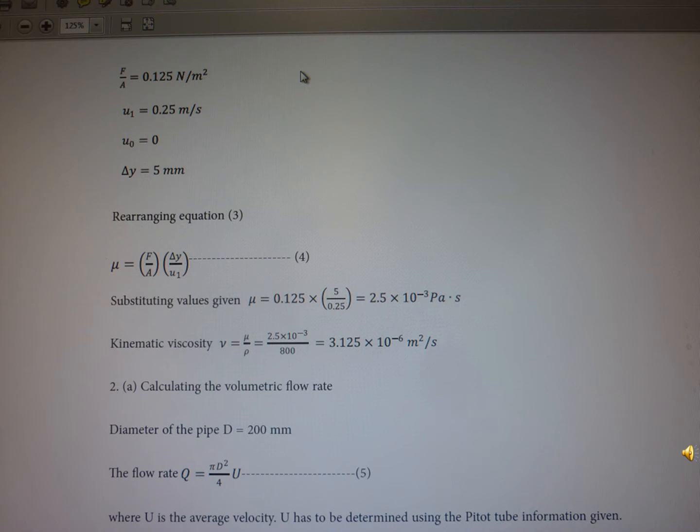And also we write down the kinematic viscosity: v equal to mu by rho. So 2 by 5 multiplied by 10 power minus 3 divided by 800, so you get 3 by 125 multiplied by 10 power minus 6 meter square per second. Also we need to calculate the volumetric flow rate. In this case, the pipe diameter d is 200 millimeter. So the flow rate Q is pi d square by 4 multiplied by u, where u is the average velocity. You substitute the average velocity to calculate the volumetric flow rate.